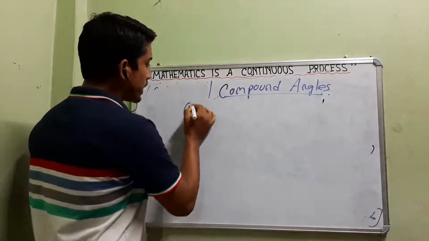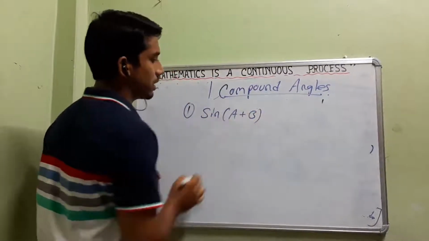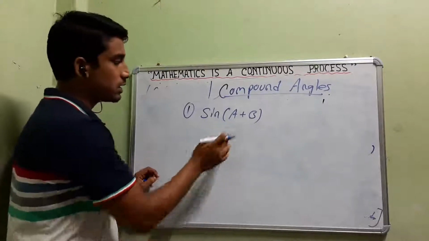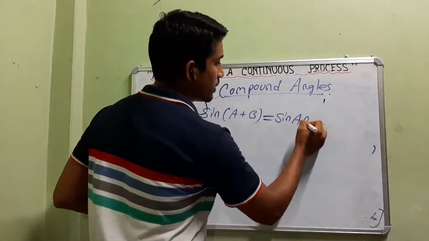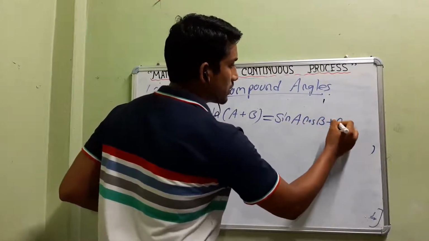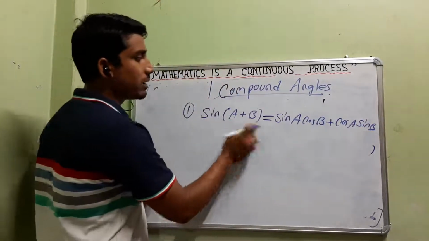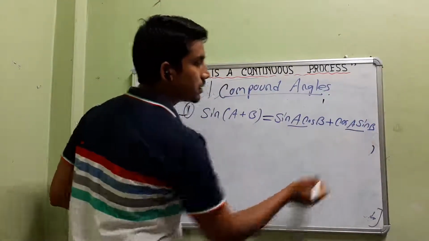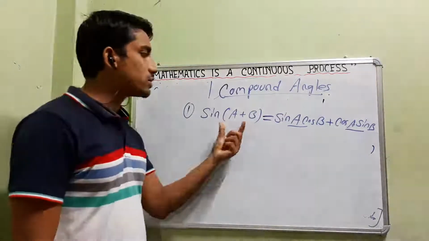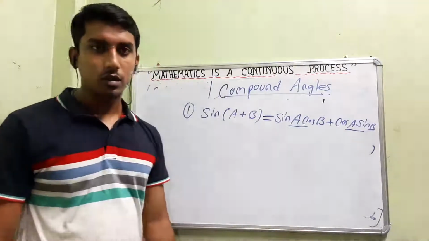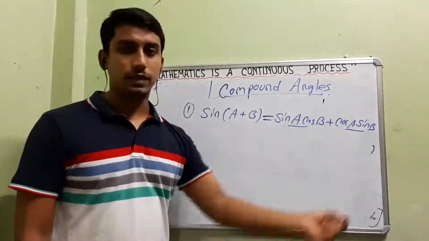The first formula is sin(a plus b). A is some angle, b is some angle. How to break this one? This is the sum. So the formula is sin a cos b plus cos a sin b. You see, transformation of sum and product we can see here. This sum is transformed in terms of some product. So the sin(a plus b) formula is sin a cos b plus cos a sin b.